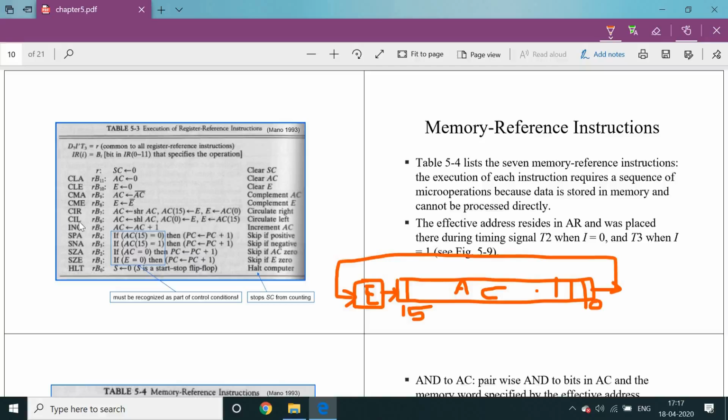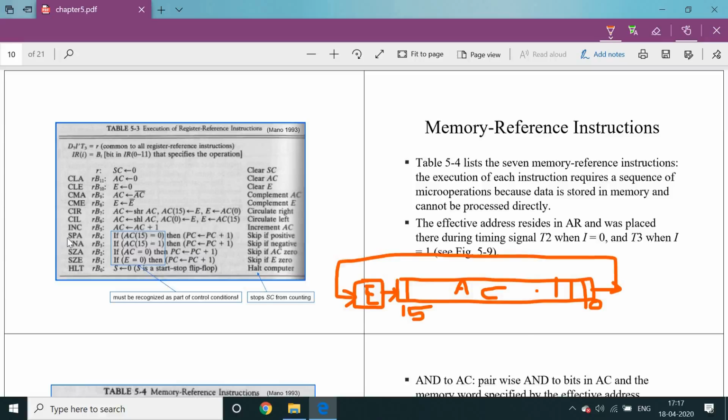Next, circulate left. The registers are the same, but the action is reversed. Then increment: the accumulator is added with 1, and after the addition, the complete result is stored into the AC.